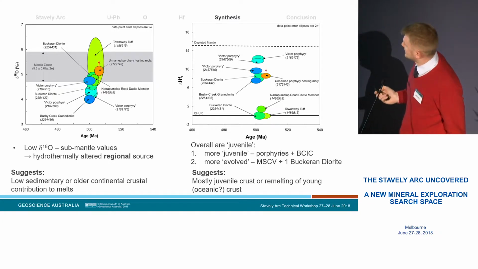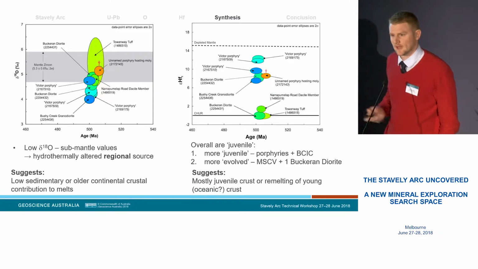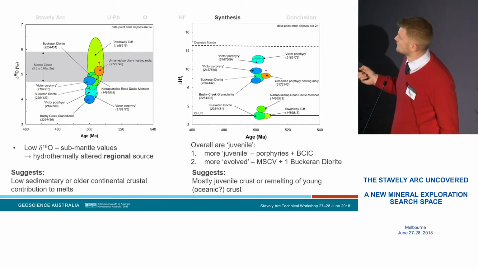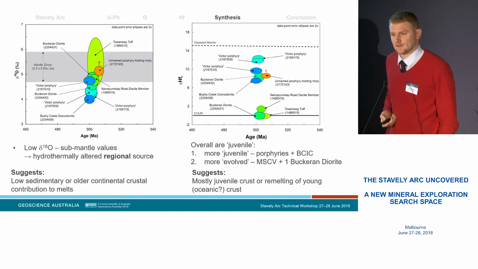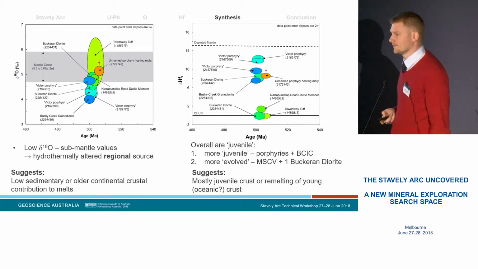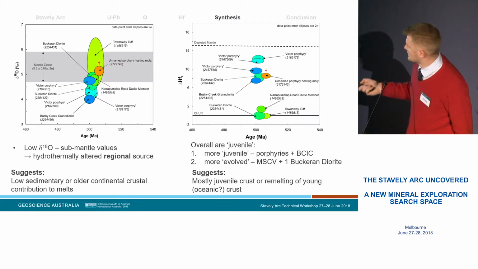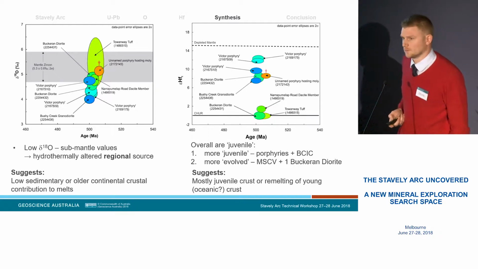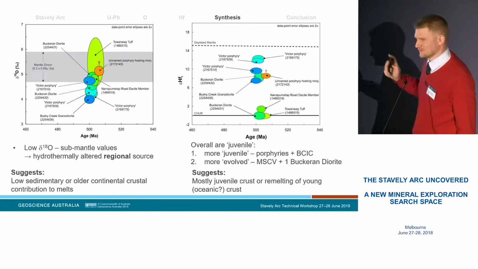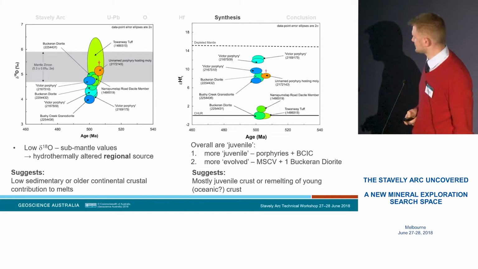Interesting to note that the Mount Stavely Volcanic Complex is the more evolved out of all the samples, whereas most of the porphyries and the granites are the more juvenile in the hafnium space. So here are just some summary slides and notes to what I've rambled about in the last little moment. You read that at your leisure.